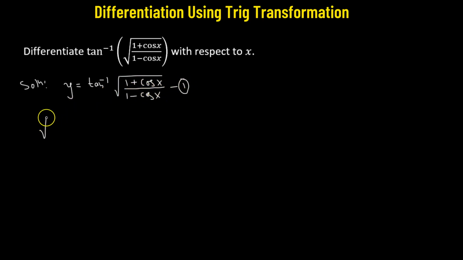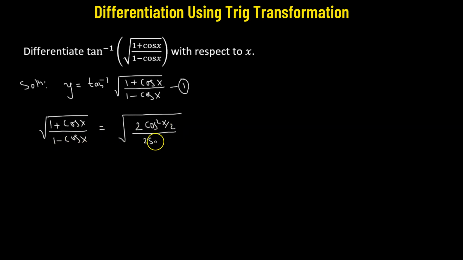Now what we'll do, we'll start with the square root of 1 plus cosine of x divided by 1 minus cosine of x. We're going to replace 1 plus cosine of x with 2 times cosine squared x over 2, and we'll replace 1 minus cosine of x with 2 times sine squared x over 2. So the 2 and 2 go away, and the ratio cosine over sine is the cotangent function. So we have cotangent squared of x over 2. Cotangent squared being a perfect square, we will be left with cotangent of x over 2.